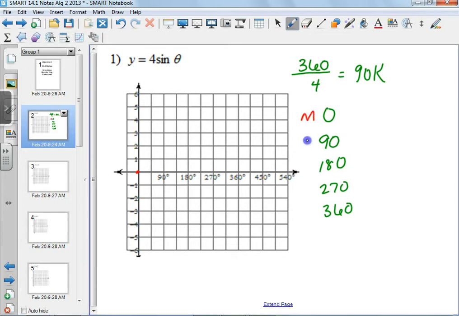Okay. I'm going to call 0 the midline or the middle. And then the next time we graph a dot, it's going to be on the upper line. And then he goes back to the midline. And then after that, he goes to the lower. And then he comes back to the midline.